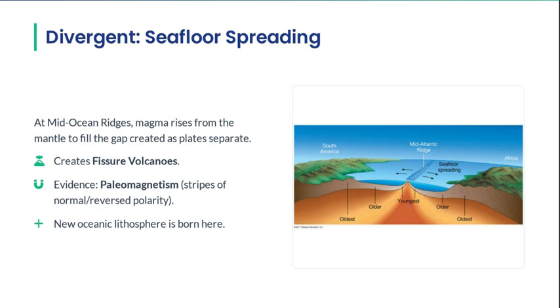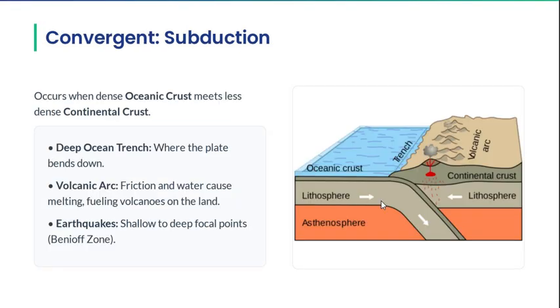And then when we talk about convergent right here, as you can see here, convergent subduction is when the dense ocean crust meets the less dense continental crust, and the deep ocean trench where the plates meet bends down, and then the volcanic arc friction and water causes melting, which fuels the volcanoes on the land, as you can see here. And then this also causes earthquakes and shallow to deep focal points.